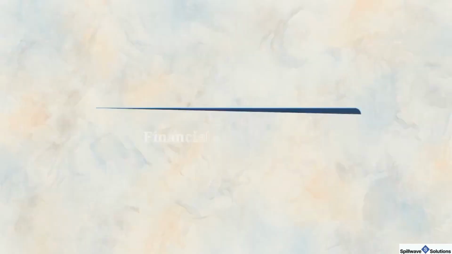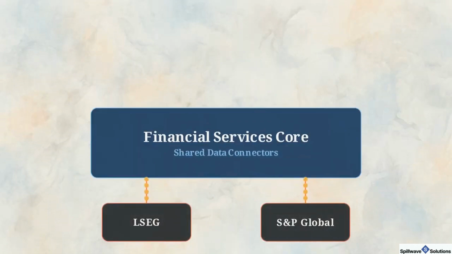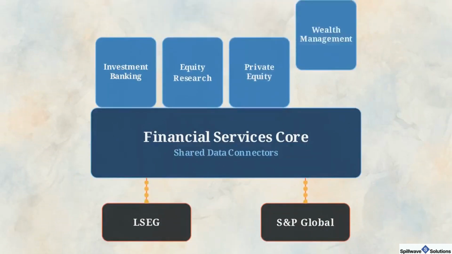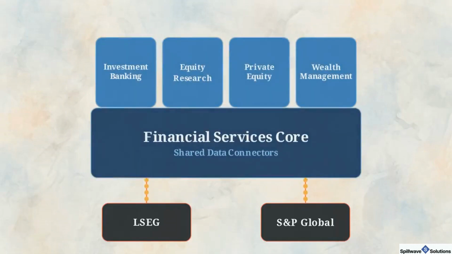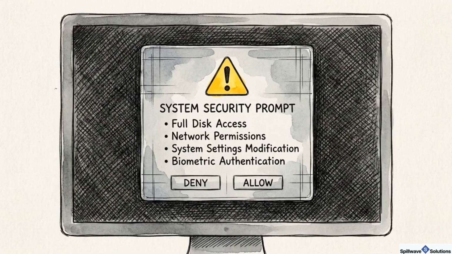A prime example of this scale is the open-source Financial Services Suite. It uses a central core plugin for shared data connectors, which then supports specific add-ons built for investment banking or wealth management. Connecting to external marketplaces eliminates the need to spend your own time building operational workflows that others have already perfected. Running powerful third-party tools directly on your local machine requires strict security protocols.